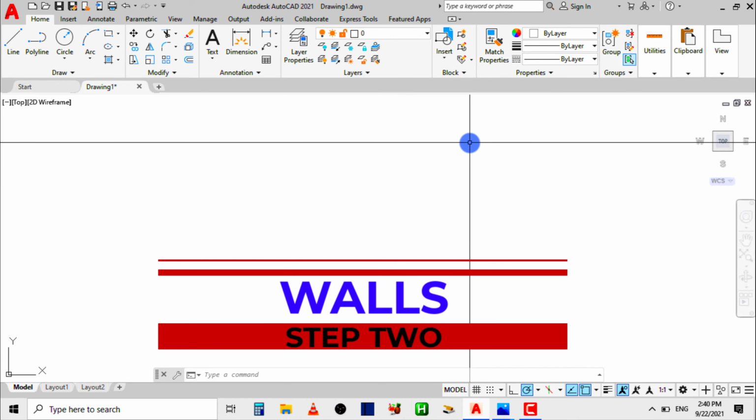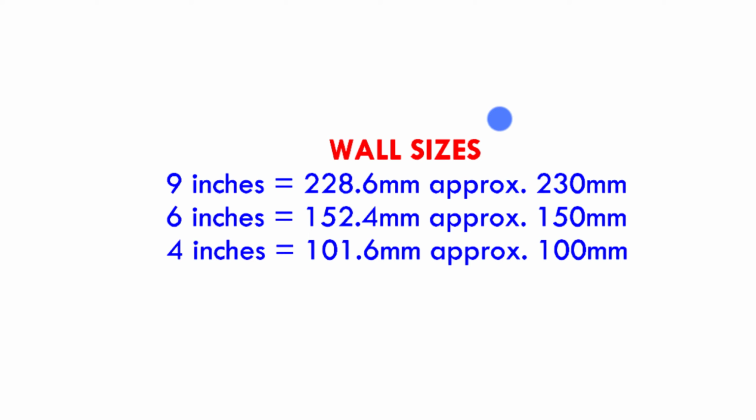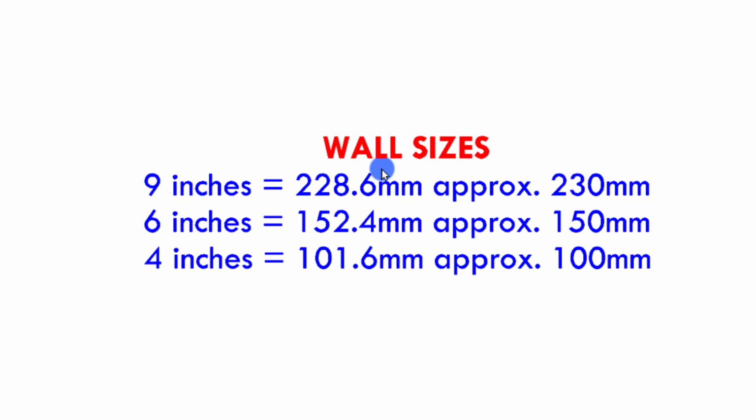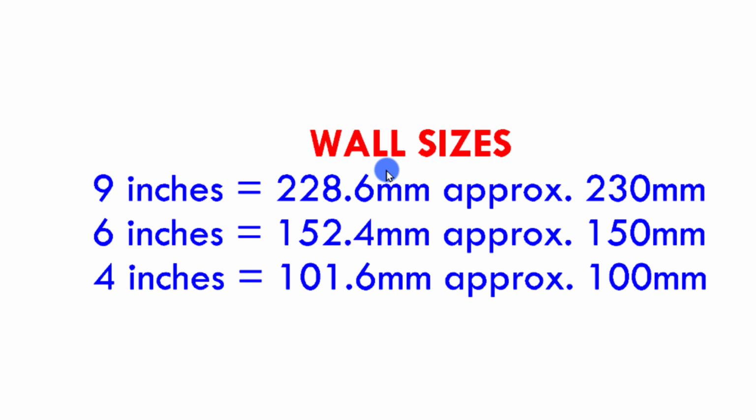But before we do that, I would like to explain some things to you. Before you start drawing in AutoCAD, there are some few things you need to know. You need to know your wall sizes, that is the size of the wall you are going to draw. Is it 9 inches? Are you going to use 9 inches blocks? 9 inches blocks is the same thing as 228.6 millimeters. That's approximately 230 millimeters. So if you are using 9 inches block, our wall size or thickness is going to be 230 millimeters. Some people use 225 millimeters.